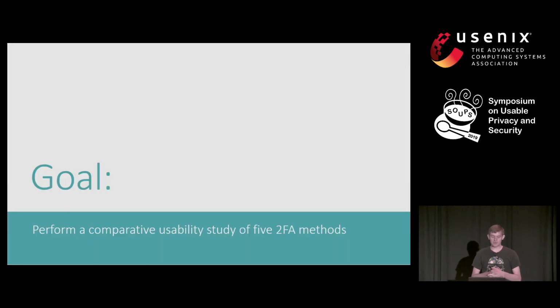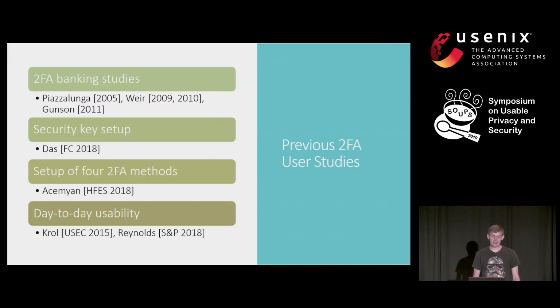Our goal was to perform a comparative usability study of these 5 2FA methods, and we built on a lot of great previous work. About a decade ago, there were a group of 2FA banking studies that mostly took place in the UK. They had mostly negative results, and part of that was maybe because it was a decade ago, but it was a good thing for us to base on. Then there have been some more recent studies. Dutson et al. studied the setup of security keys on Google, and they made some recommendations that Google implemented to improve their design.